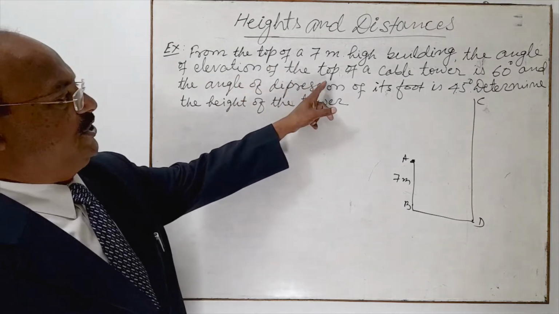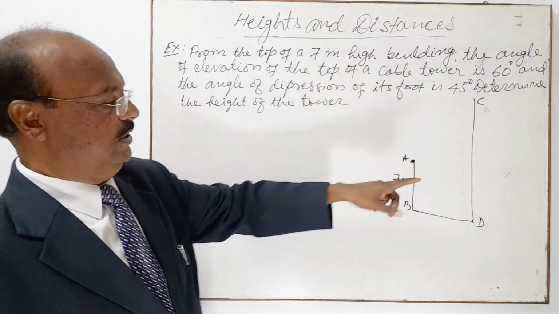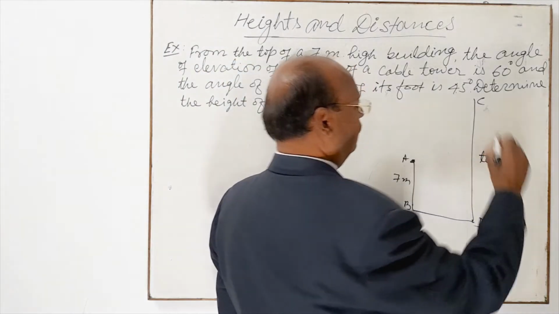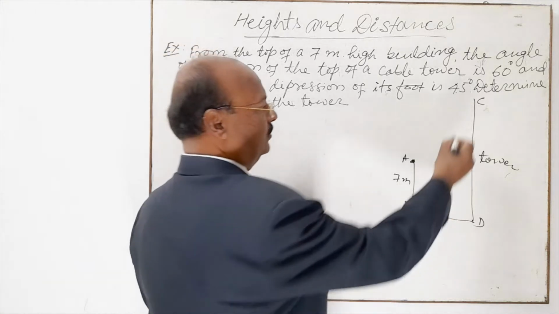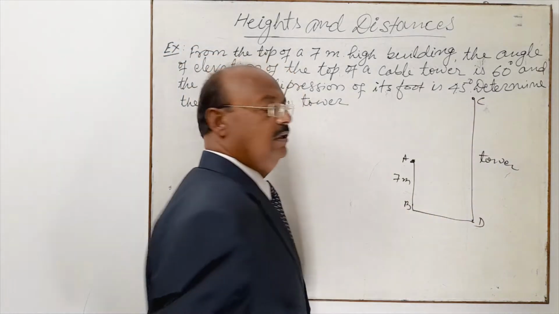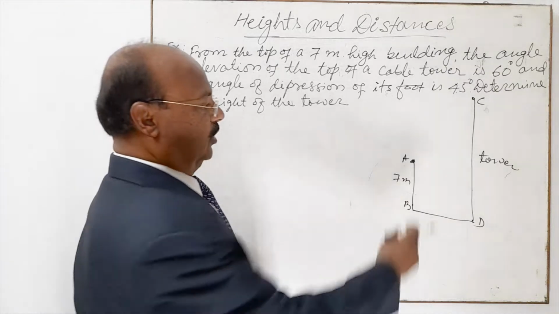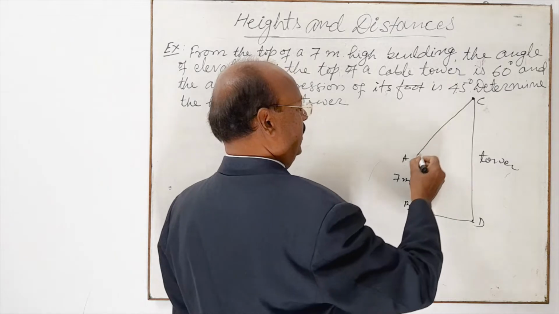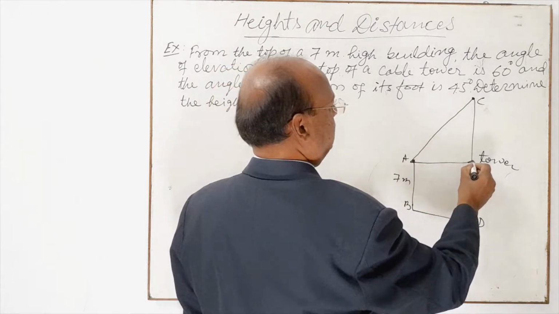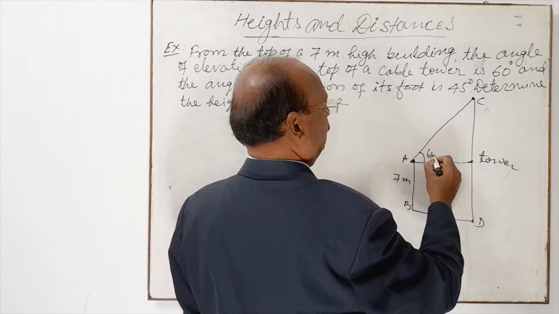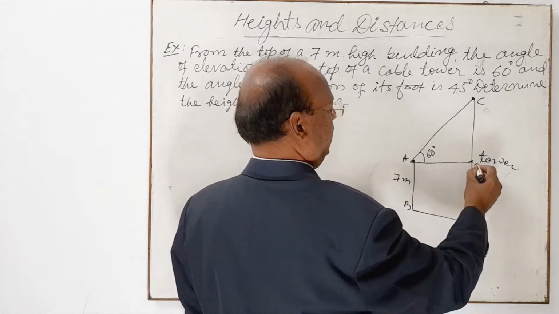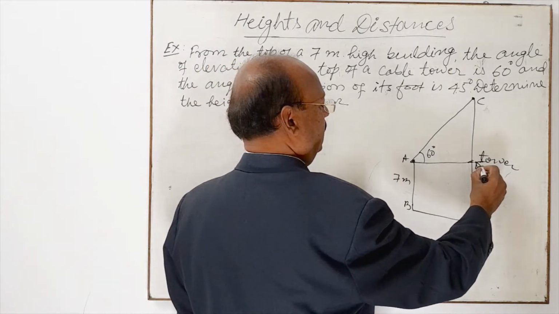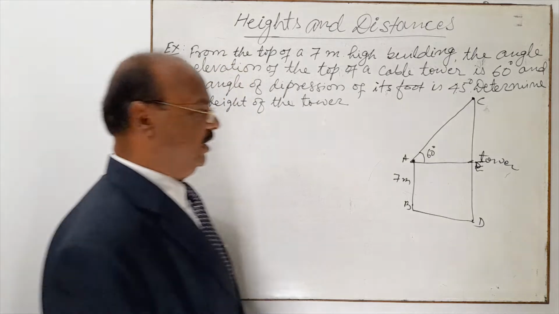So the angle of elevation of the top of a cable tower is 60 degree. CD is the cable tower here. So the angle of elevation of this point C, I mean the top of the cable tower, from the top of the building is 60 degree. So let us join A and C. So this angle is here 60 degree. Suppose AE is here. Correct?